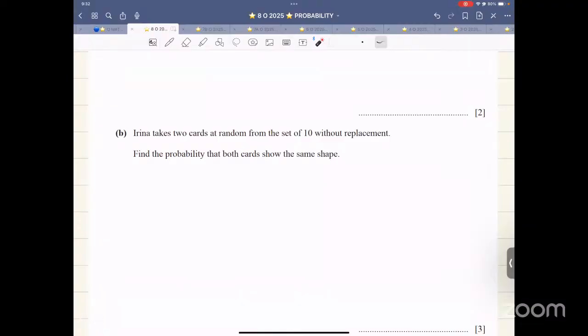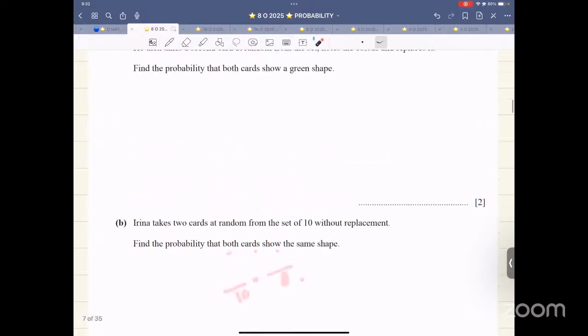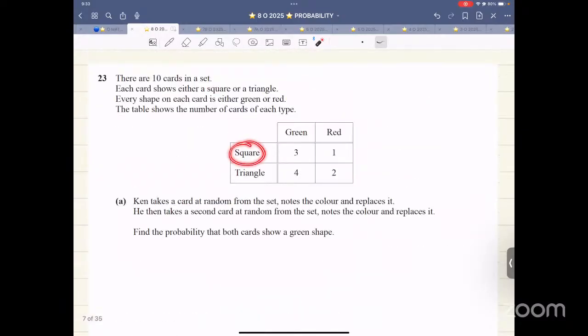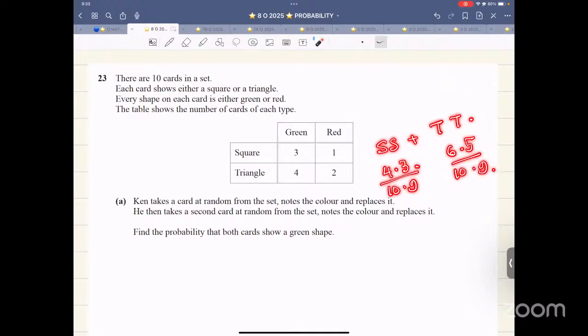Now it says this person, Irina, takes 2 cards at random from the set of 10 without replacement. So first denominator is 10. The next denominator has to be 9. Find the probability both cards show the same shape. So now it's based upon shape. How many squares are there? 4. How many triangles are there? 6. So it could be square, square, or it could be triangle, triangle. So square, square would be 4 reducing to 3. Triangle, triangle would be 6 reducing to 5. The denominator is 10 and 9 and 10 and 9. I hope you got the idea.